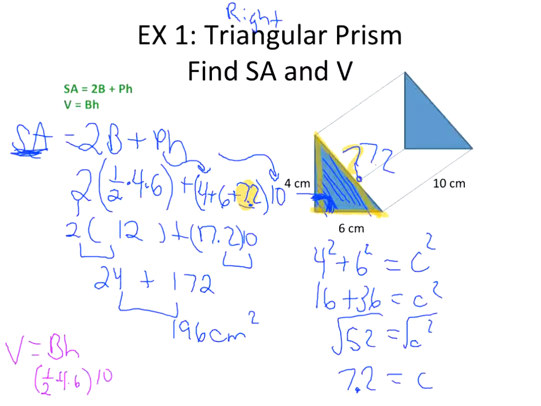So 1/2 of 4 is 2. 2 times 6 is 12. So I'm left with 12 times 10, which would give me 120 centimeters cubed for my volume.